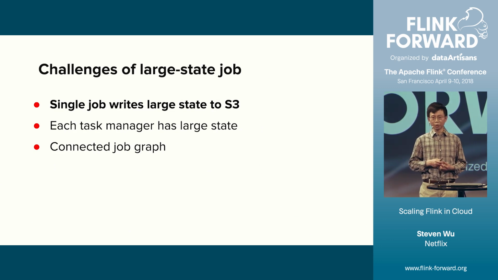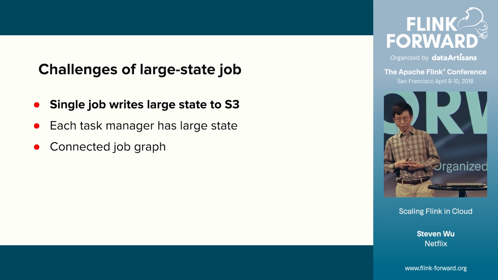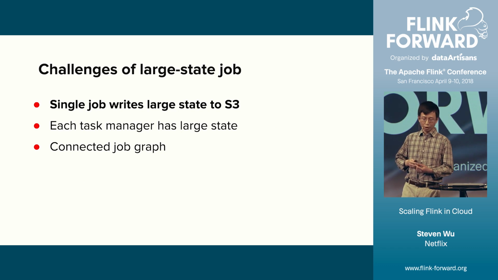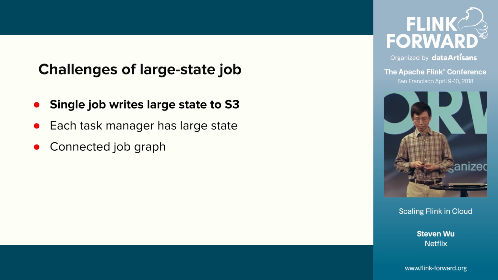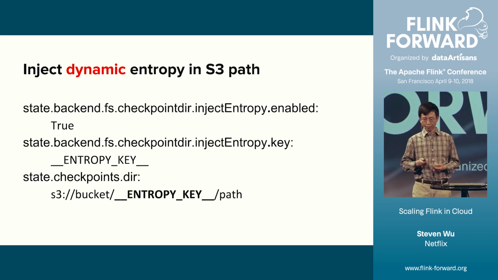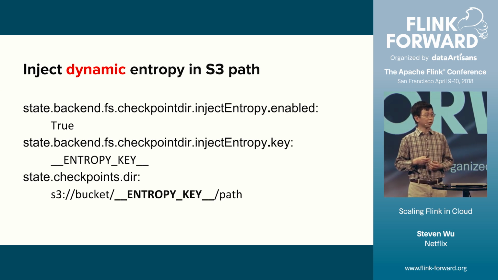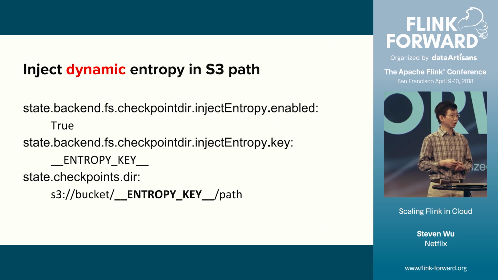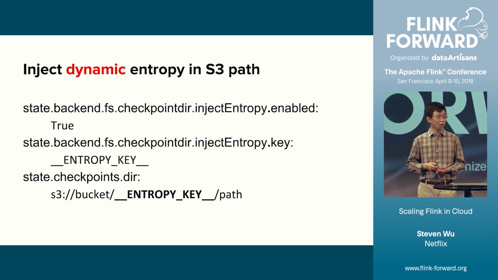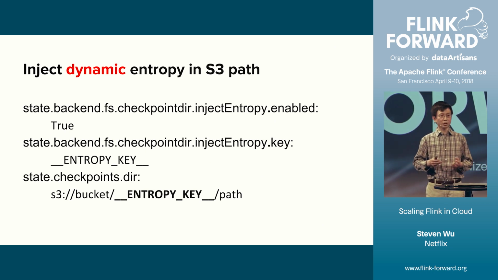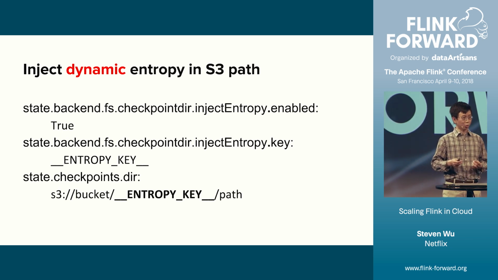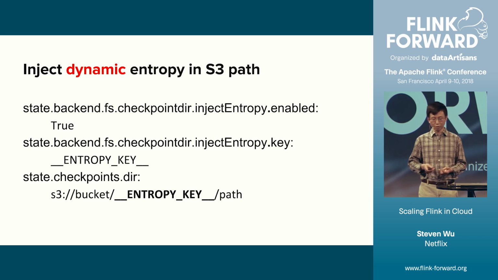Let's talk about those challenges one by one. First, a single job can write large state to S3. The problem here is the hundreds or thousands of operators in a single Flink job writing to S3, and because they share the same checkpoint prefix, this is also kind of like a sequential key name. That's not scalable for S3.